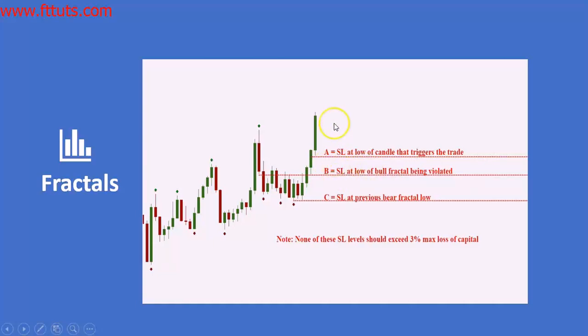But the stop loss is very big. So none of these stop losses should exceed your 3% max loss of capital. Keep that in mind always.